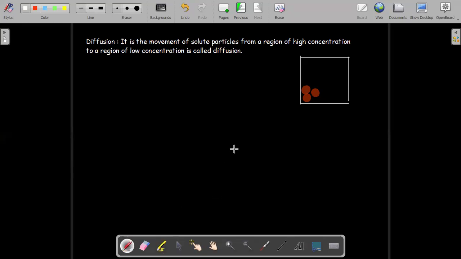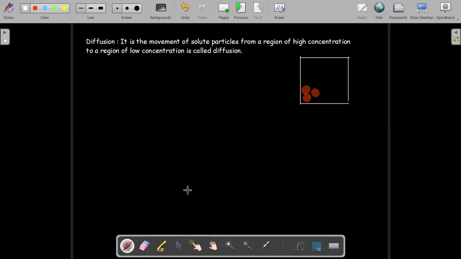Sir, can we add in the diffusion point until equilibrium is reached? Yes. Even when equilibrium is reached, the movement of the particles continues. They keep moving due to their temperature. The particles keep on moving, but their concentrations remain the same. So at the microscopic level, the particles are still moving. They are not stationary.